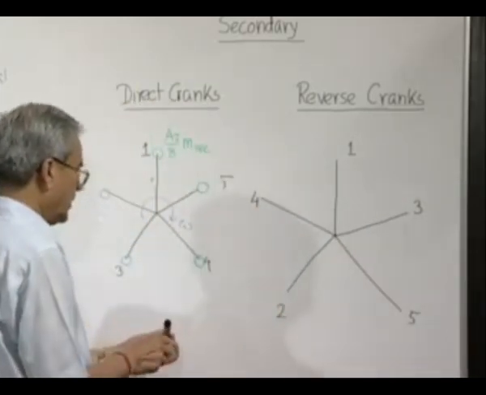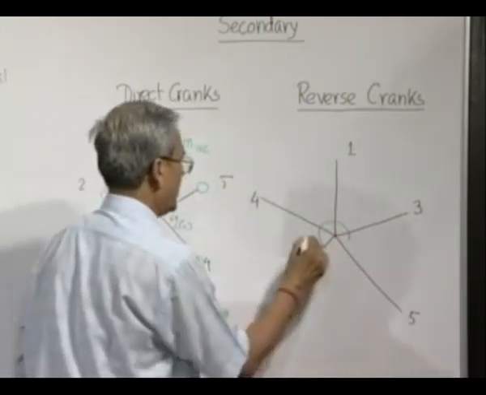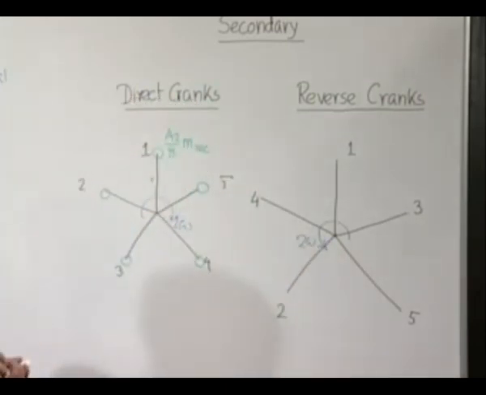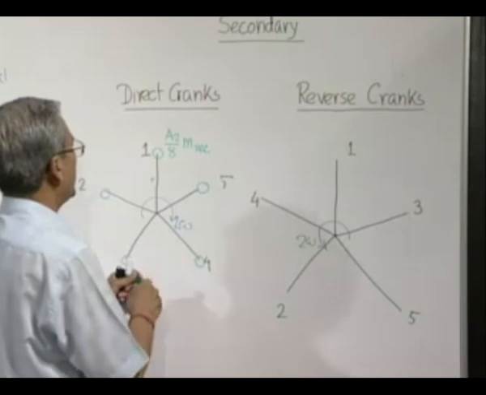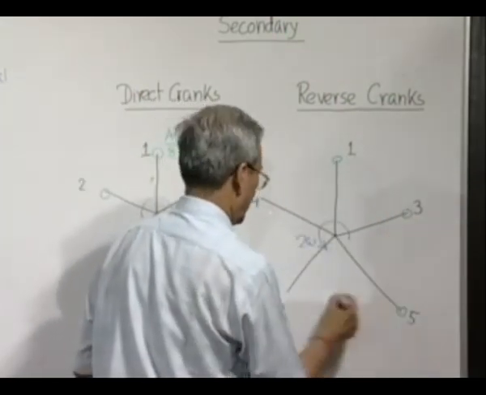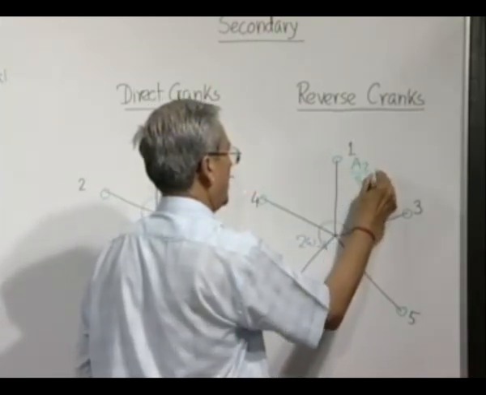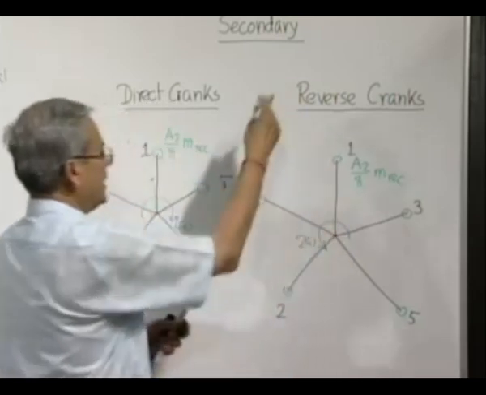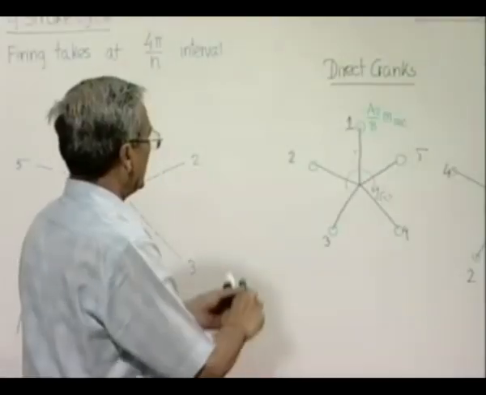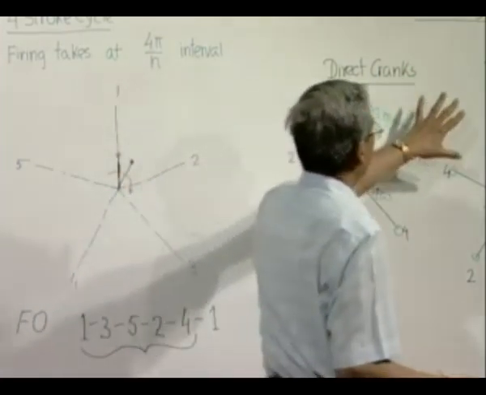And all these reverse cranks, they are rotating at the same speed. Sorry, this is 2 omega, 2 omega. And if we now place again A2 by 8 m reciprocating at each crank pin, the centrifugal force produced by the masses attached to the reverse cranks, they also balance among themselves. So effectively it means that the secondary is balanced.